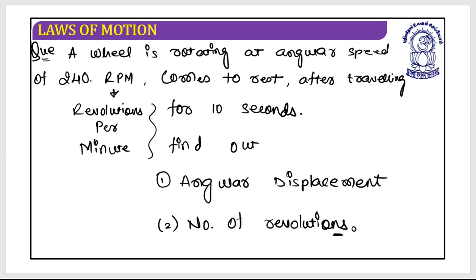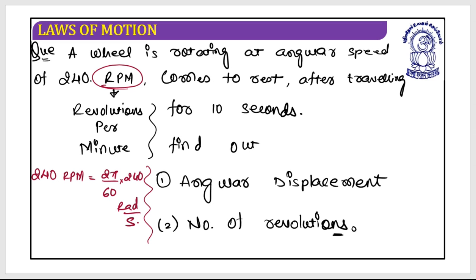Now first thing, can I deal with rpm directly? No. What needs to be done? That needs to be converted. Now how should I convert it? It's 240 rpm, revolutions per minute. So that needs to be multiplied by 2 pi by 60, multiplied by 240. Then it will become radian per second, because one revolution stands for 2 pi. It's 360 degree. And per minute, if I require per second, I need to divide it by 60.